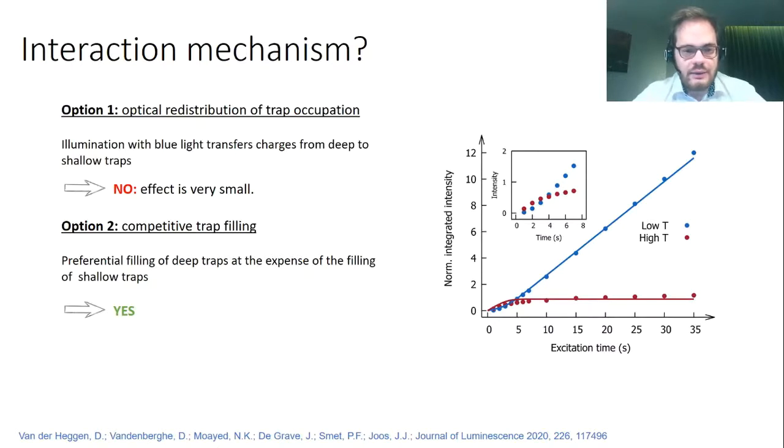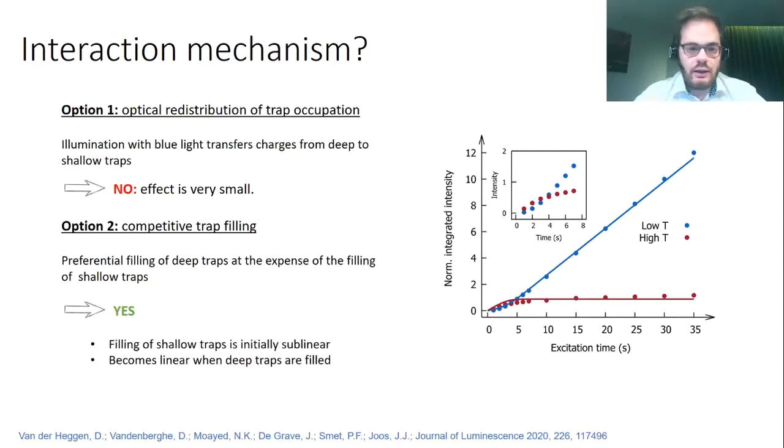And indeed, we can see this, because if we measure the trap occupation of shallow and deep traps as a function of the excitation intensity, then you can indeed see that while the deep traps in red are being filled, there is a sublinear filling of the shallow traps, so of the blue curve, during, for example, the first 5 seconds of excitation. So there is actually a preferential filling of the deep traps when we switch on the excitation, and only after these deep traps are filled are we also filling the shallow traps at a higher rate.